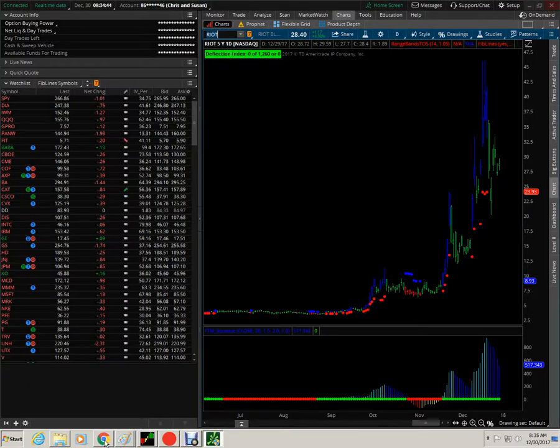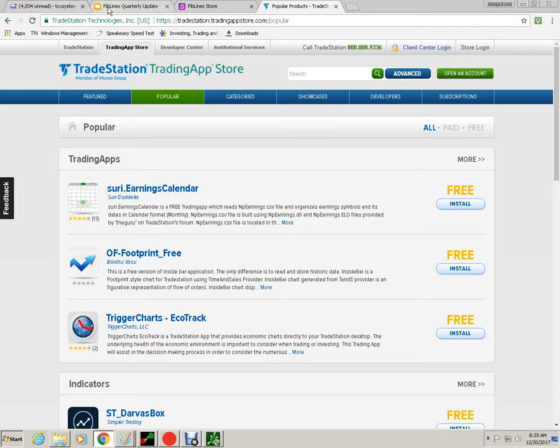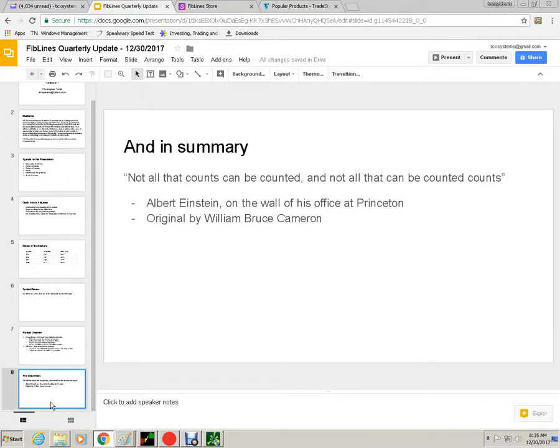So that's it. In the end, it's been a great year for me, and I hope it has been for you also. But keep in mind that not all that counts can be counted. Not all that can be counted counts. This was a quote from Albert Einstein on the wall of his office at Princeton. I don't think he originated it, but be grateful for what you have. Don't compare yourself necessarily to others. Be true to yourself and enjoy what you're doing, and all will work out well.